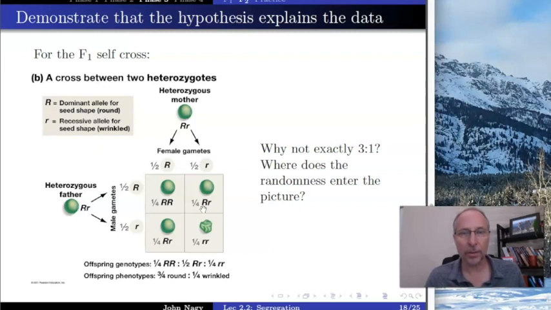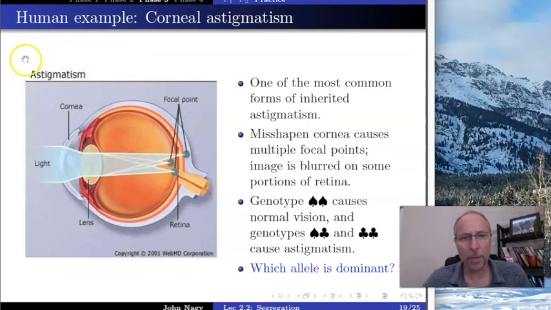Well, the next step is to test it. But before we test it, I just want to show you another example from a human example that will help us sort of hammer down exactly what's happening here. This human example is corneal astigmatism. Astigmatism is a typical sort of thing that occurs in human eyes. We all have astigmatism of some sort.